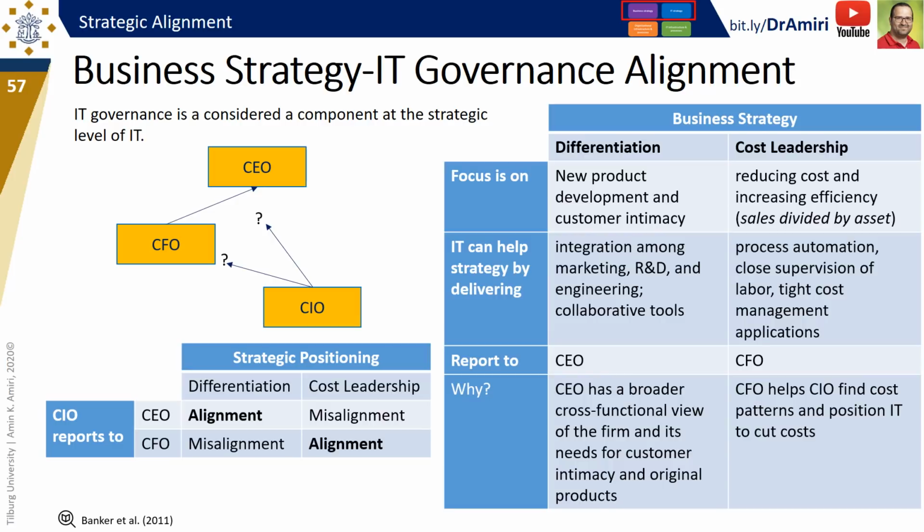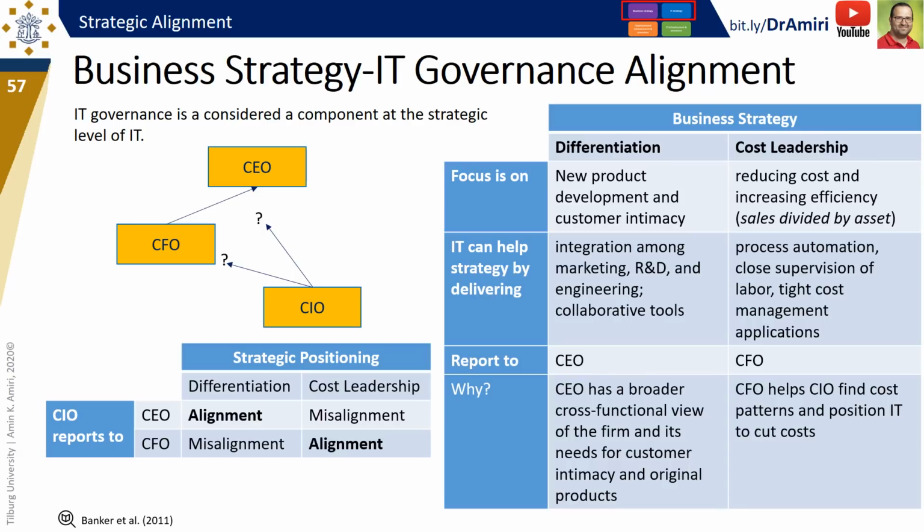The textbook quotes him saying, the company will go through a big change and a huge part of the change will be IT. I want to go to the bottom of such decisions using a paper by Banker et al. They provide empirical support that differentiators are more likely to have their CIOs report to the CEOs, while cost leaders are more likely to have their CIOs report to the CFOs.